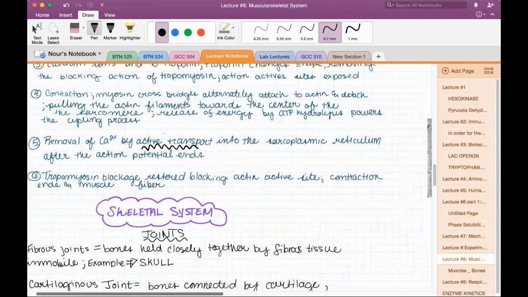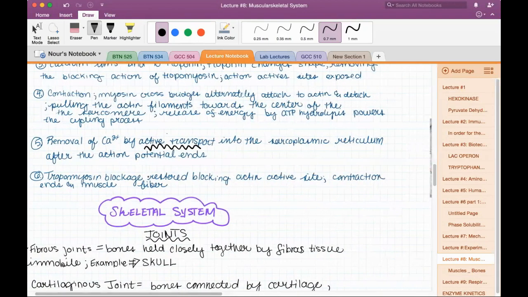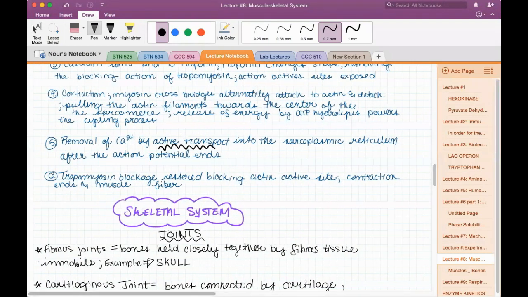And where was I? The tropomyosin blockage is restored, blocking the actin binding sites on the myosin, contraction ends, and the muscle fiber goes back to its original position. Does all that contraction concept make sense? Okay, good.